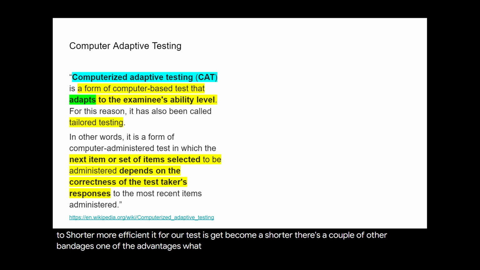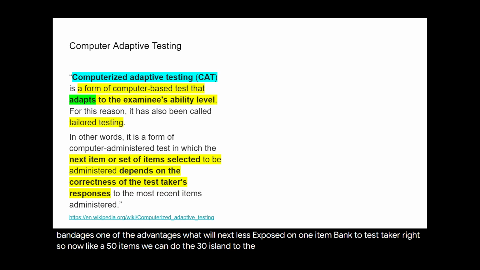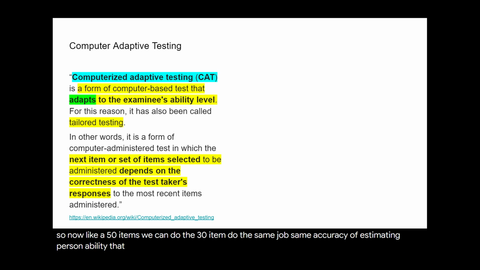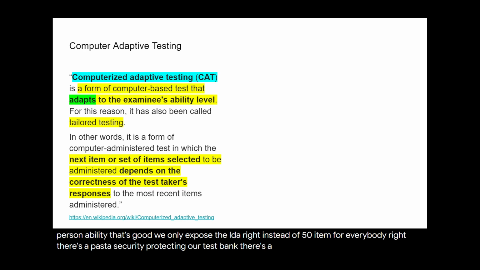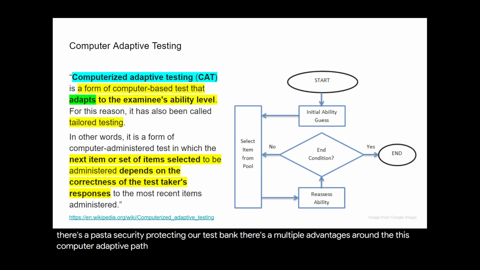We expose our item bank less to test takers, right? It's not 50 items. We can do 30 items, do the same job, with the same accuracy of estimating person ability. That's good. We only expose 30 items instead of 50 items for everybody, right? There's test security protecting our test bank. There are multiple advantages around this computer adaptive test.